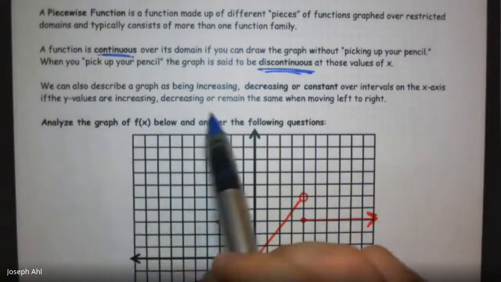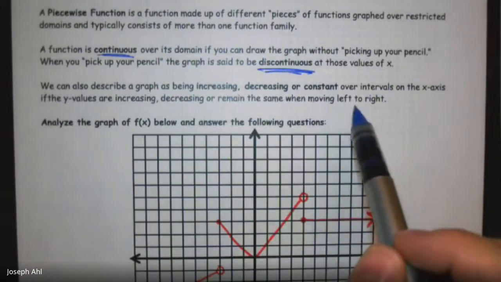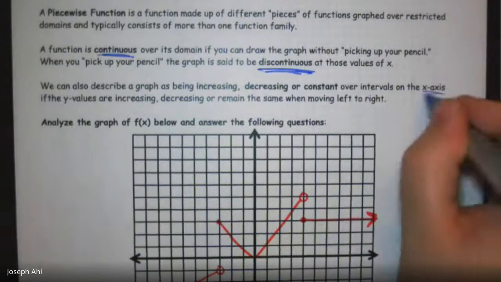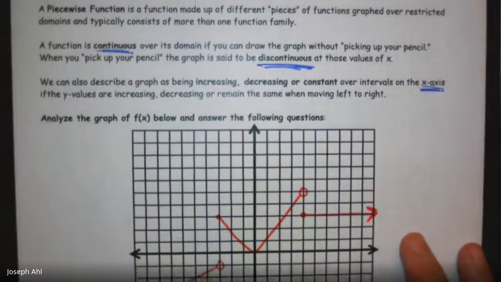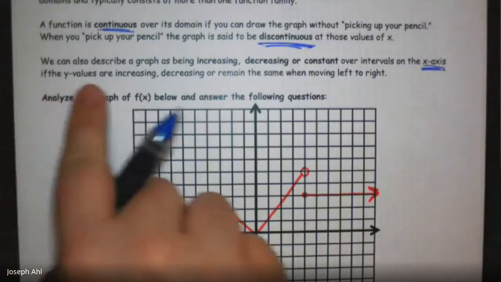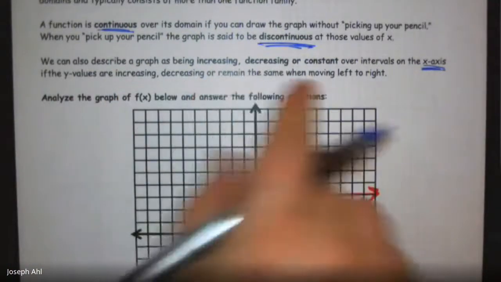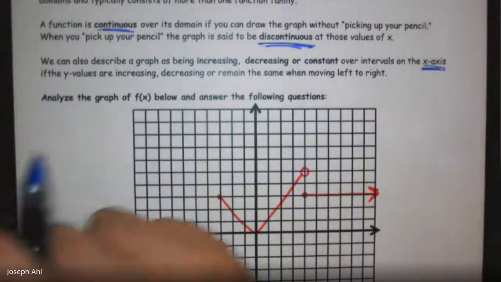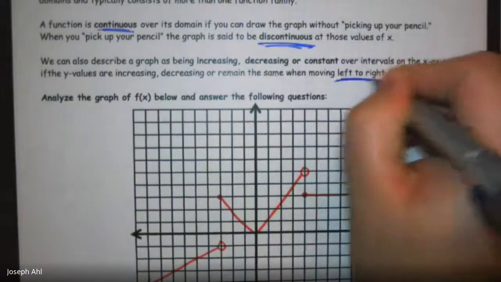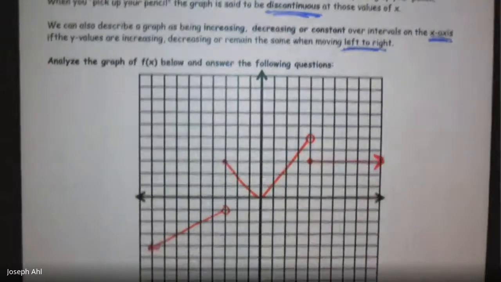Then we're also going to look at graphs today and describe where the graph is increasing, decreasing, or constant. And these are intervals on the x-axis. So a lot of what we talked about has to deal with x values. And what we're going to analyze is if the y values are going up, going down, or remaining the same when we move from left to right. And that left to right part is actually pretty important. Okay, and I'll explain why in a second here.